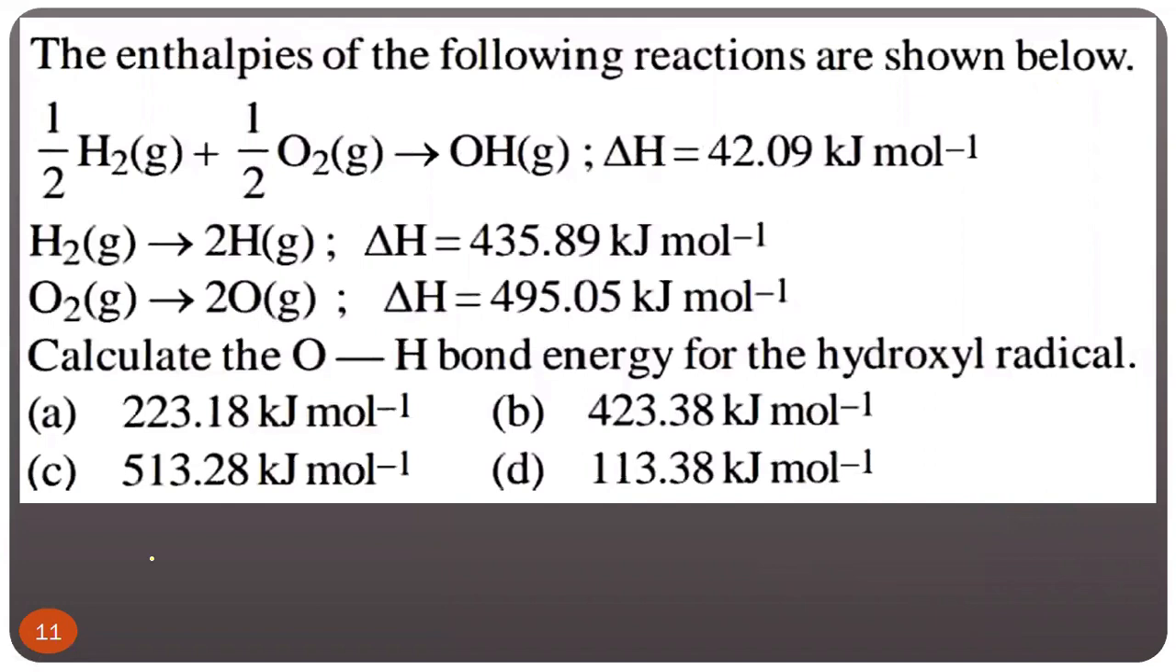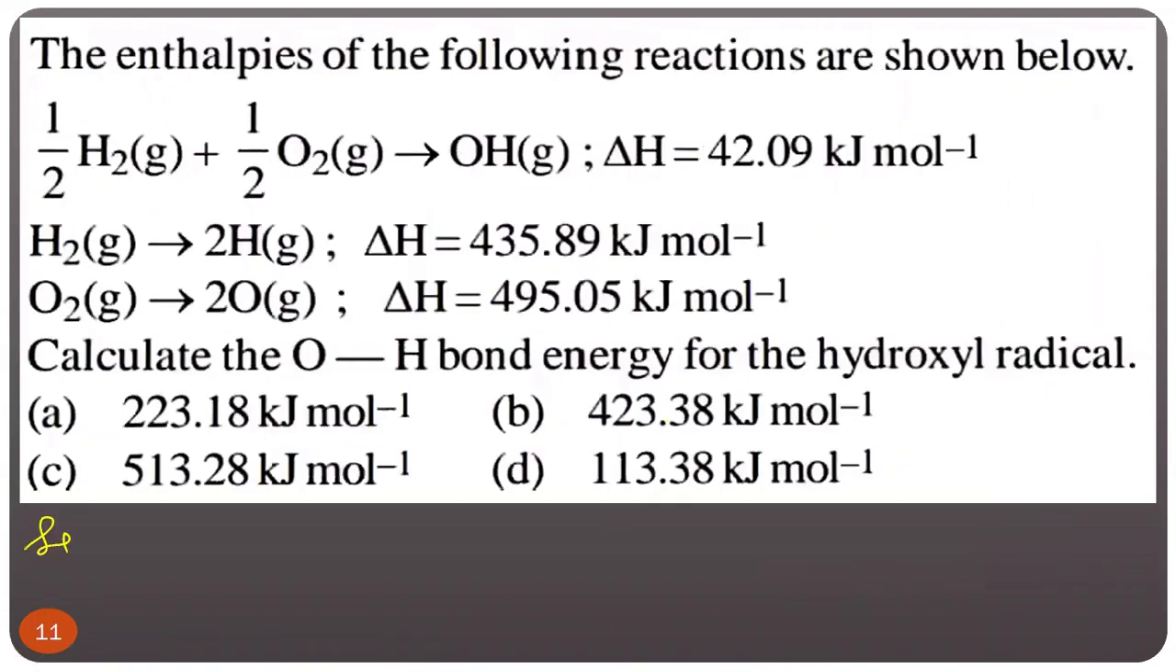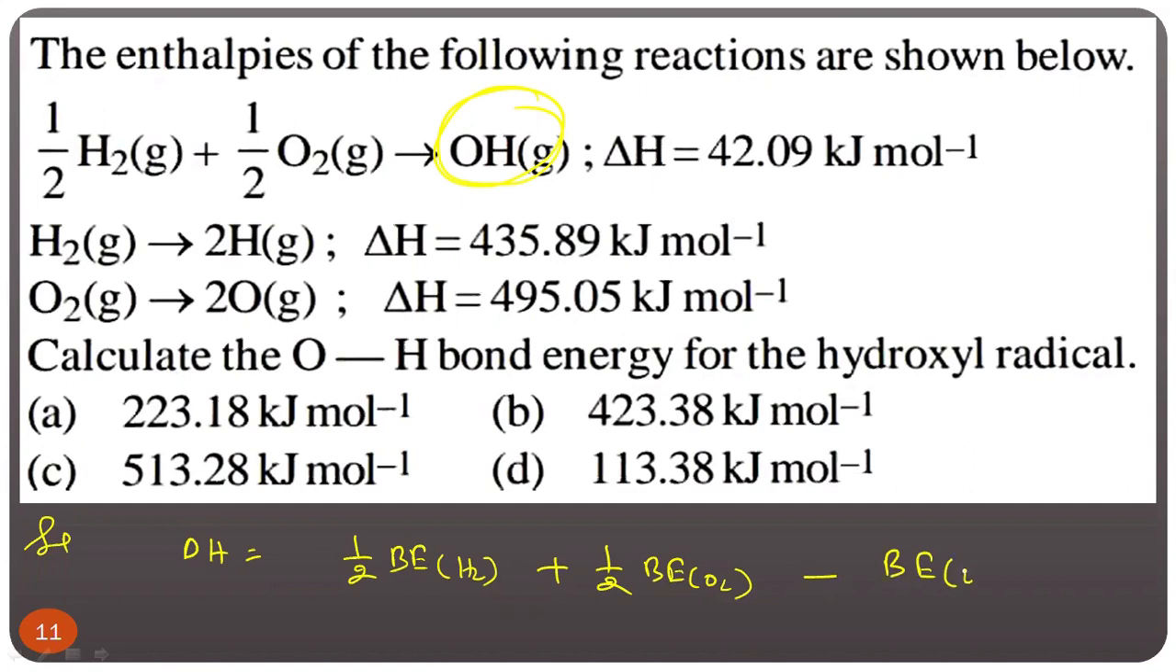Now let's move. This is the question. Same question we just solved. This is the same question. Now they are asking, you have to find out the bond energies of this one. Clear? So what will you do? Delta H is equal to 1 by 2 bond energies of H2 plus 1 by 2 bond energies of O2 minus bond energies of OH bond. That is the case. Delta H given, what is it, tell me, 42.09.